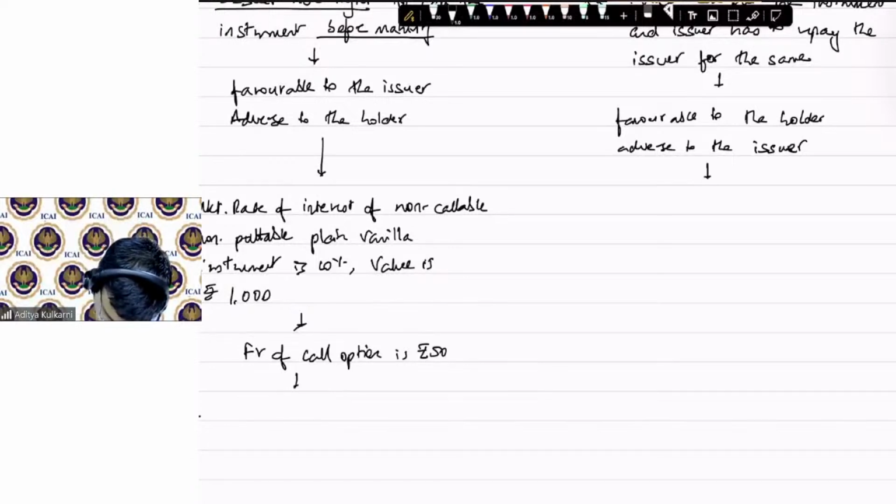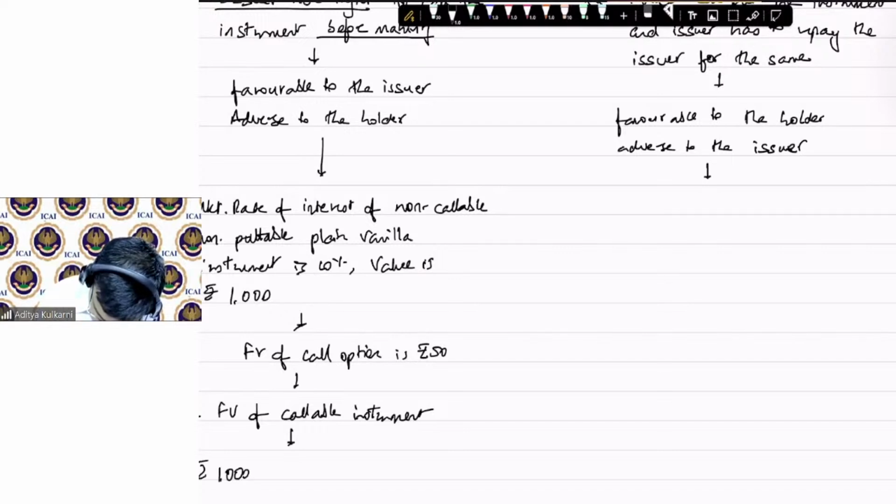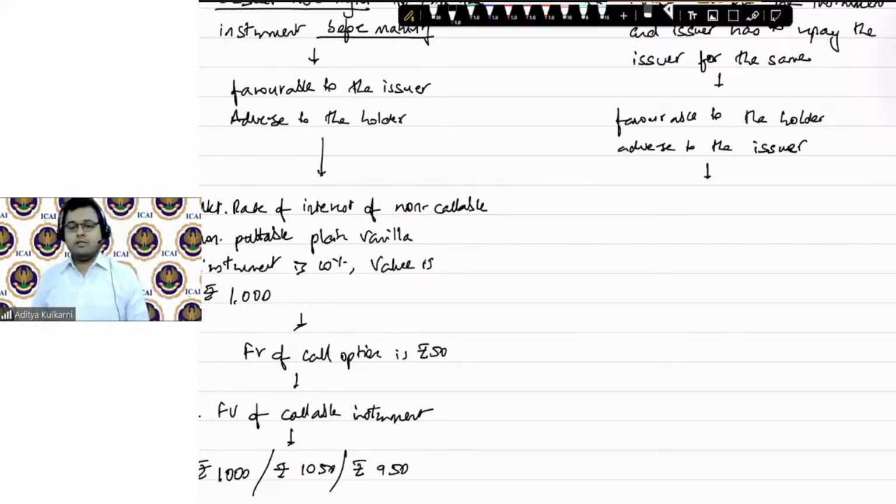Therefore, fair value of callable instrument, how much is it going to be? Sir, it will remain at 1000, first option. It will go to 1050, second option, or it will go to 950, third option. What is it going to be?